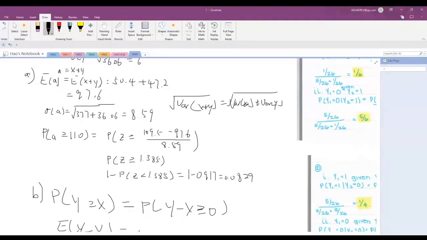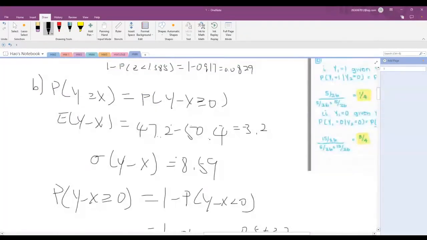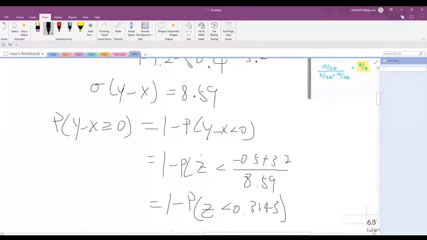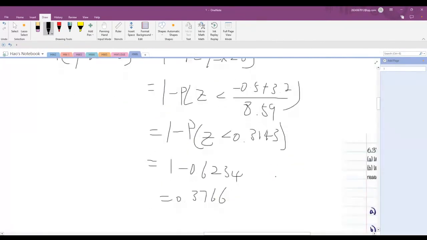Okay. All right. Catherine wants to see B again. Yeah, B is basically similar, so if you know how to calculate the expected value and the variance. Okay, thank you, Hal. Nice.